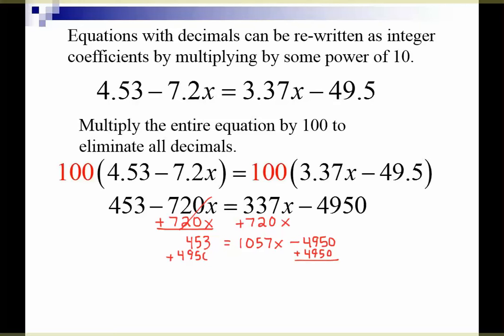When we multiply or divide, that ends up affecting the entire side. That's why we had to put it in parentheses up there, because we're multiplying the entire side by 100. That's a big difference between multiplication and division and addition and subtraction. All right, let's see what happens here. We got cancellation on the right hand side. This should all add up to 5,403, and that will be equal to 1,057x. Got a basic one-step equation, so now we're just going to divide both sides by 1,057.